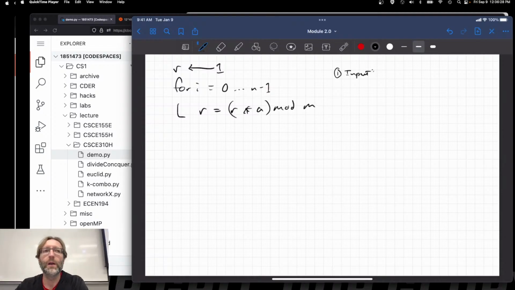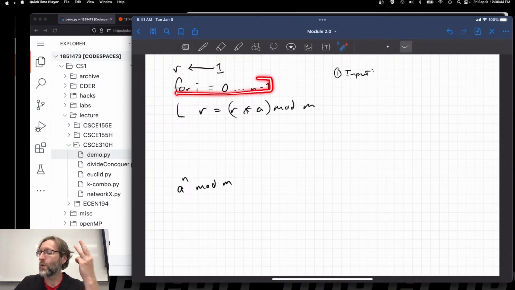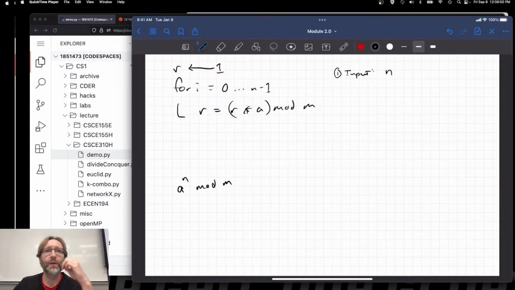Well, the input here is, remember, we're raising a to the n mod m. So we've actually got 3 inputs, right? Let's simplify it. Let's choose the most relevant one. This algorithm is controlled by n. I would say that n, that's why I named it n, is the input.